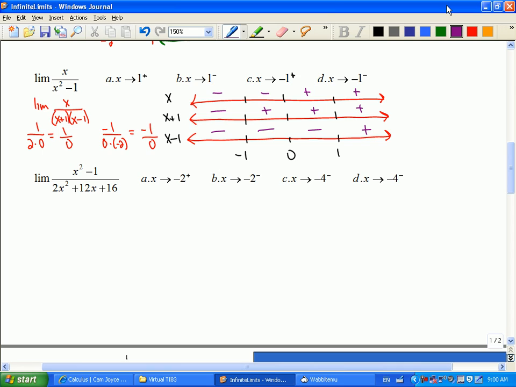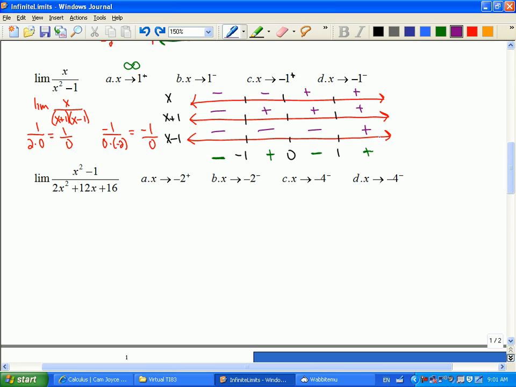So now that I have all the 4 regions, I can tell you what's happening. 3 negatives here means I'll be a negative. 2 negatives and a positive means the result will be a positive. 2 positives and a negative means I'll be a negative. And then 3 positives means I'll be a positive. So now we should be able to answer the question, as x approaches 1 from the right-hand side, what will the infinite limit be? Positive infinity, right? Because I'm approaching this way, and it's positive.